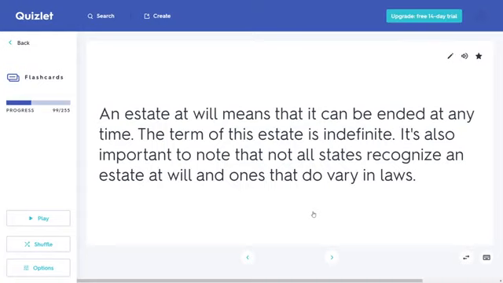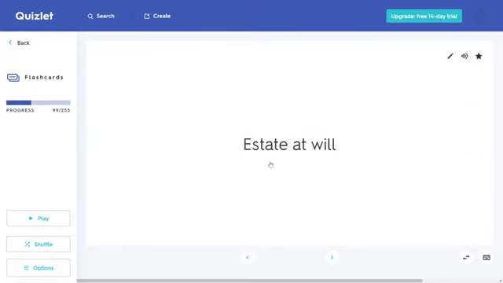And of course, it's also important to note that not all states recognize an estate at will. These things do vary in state laws. But that's the key takeaway: it's an estate that's indefinite and it can be ended at any time.